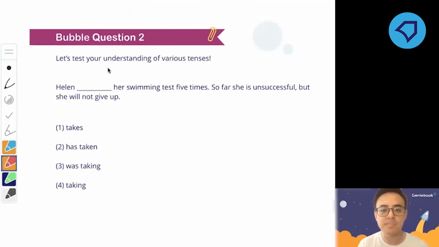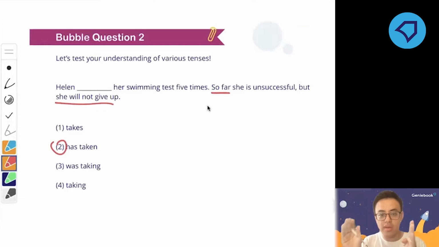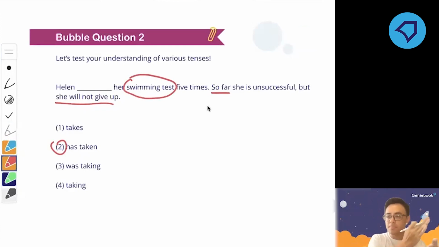Okay, so the correct answer for this is number 2. She has taken her swimming test 5 times. So far she's unsuccessful. That's your clue. She will not give up, which tells us that she has taken it in the past, she's taking it now, and she will take it somewhere into the future. But this swimming test has already been completed 5 times. It happened in the past. It has already been completed right now.